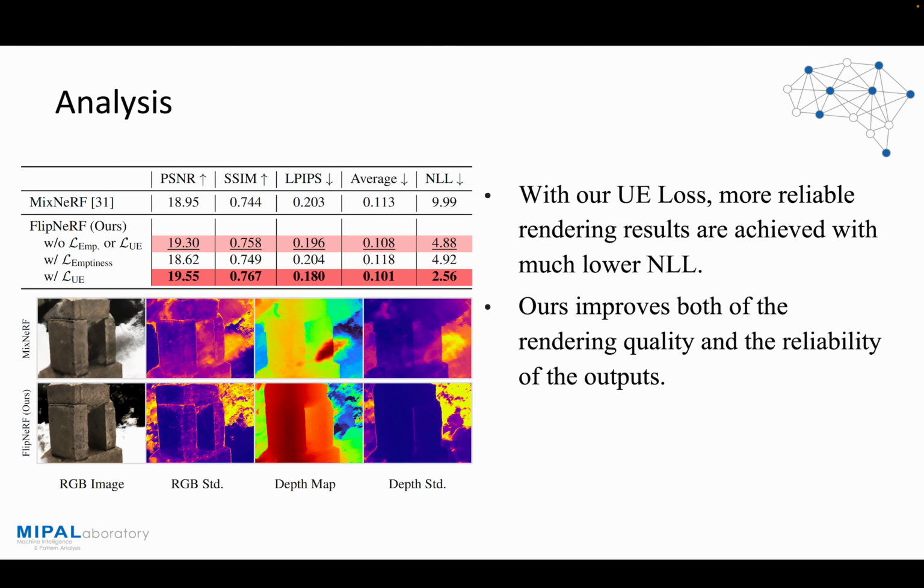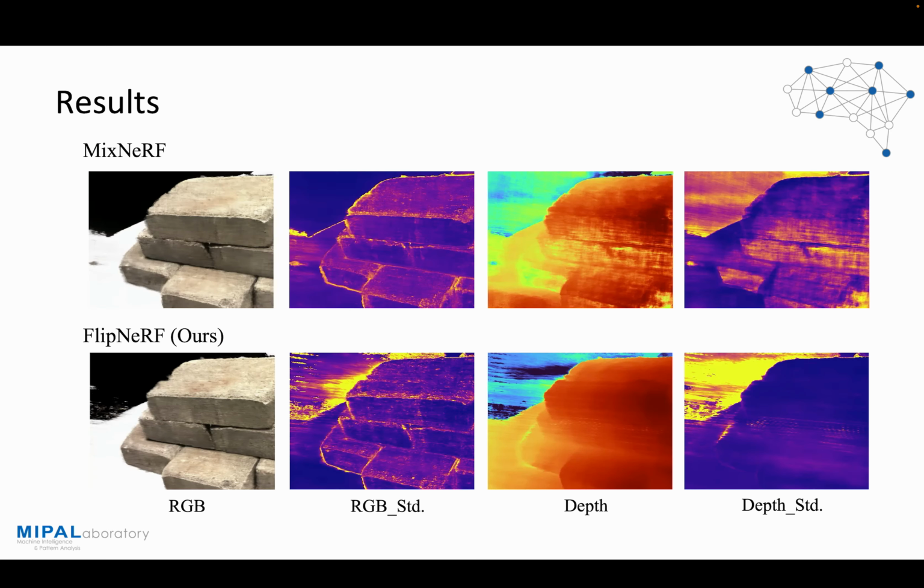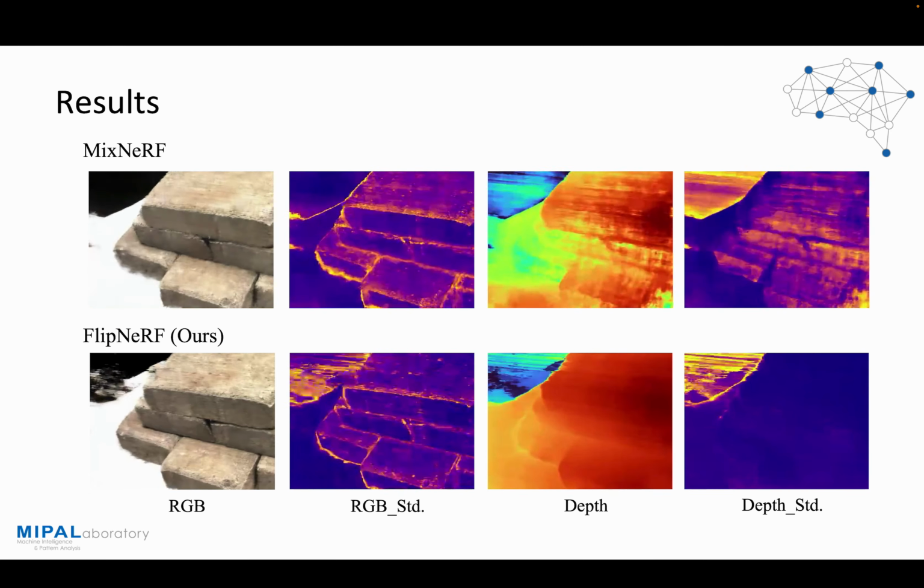The table shows the effectiveness of our proposed UE loss. Compared to MixNeRF, which models a ray with a mixture of distributions as our FlipNeRF does, ours consistently achieves more reliable rendering results with much lower NLL. For the BFC loss, we compare different strategies with our proposed BFC loss with JSD. And through the ablation study, we confirmed that we are able to achieve performance improvement by a large margin with our proposed losses. Here are the results of MixNeRF and our FlipNeRF.